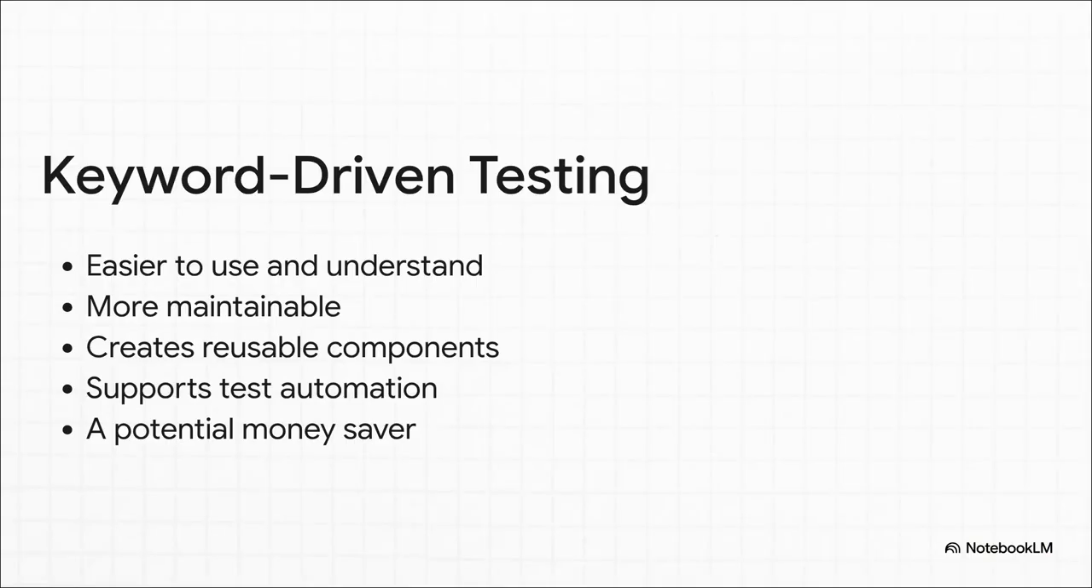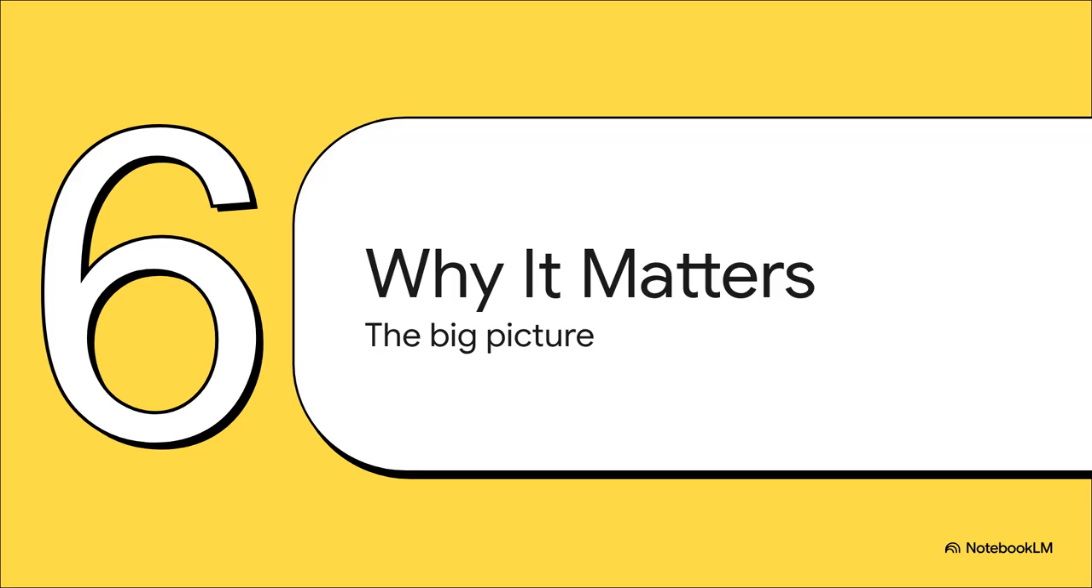So what's so smart about this keyword approach? Well, instead of writing complex code for every single test, you use simple, human-readable words like login or check balance. Each keyword is like a reusable building block of code. This means the tests are easier for everybody to understand, they're way easier to maintain, and in the end, it just makes the whole automation process cheaper and faster. It's a total win-win.